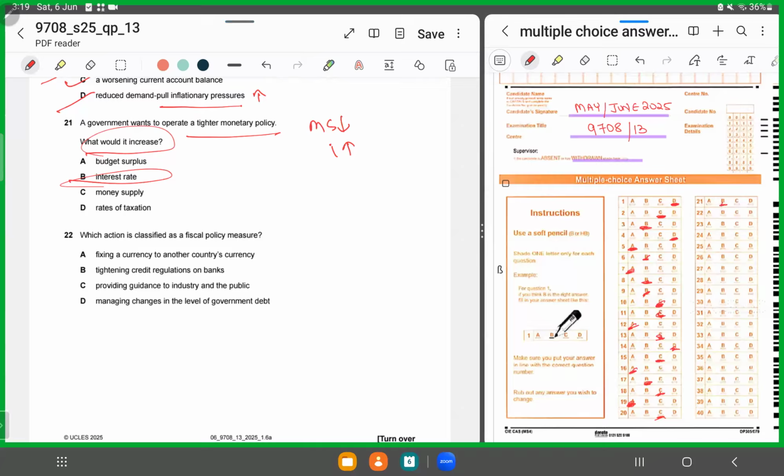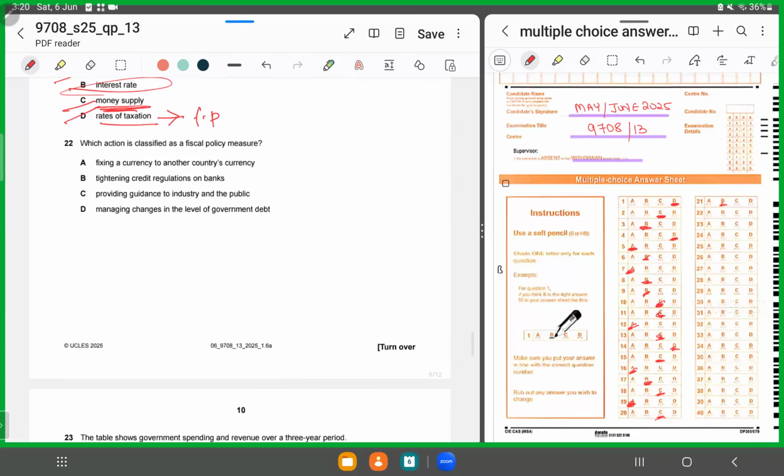Why can't it be A? A is talking about budget surplus. It has got nothing to do with budget surplus at the moment, because budget surplus is related to government revenue and government expenses. We are talking about monetary policy over here. It cannot increase money supply, it should be reducing money supply. The rates of taxation, taxation is talking about fiscal policy. So it cannot be A, C, or D.